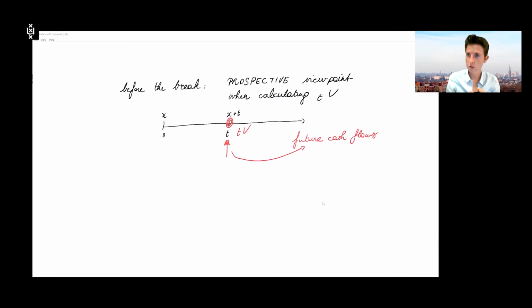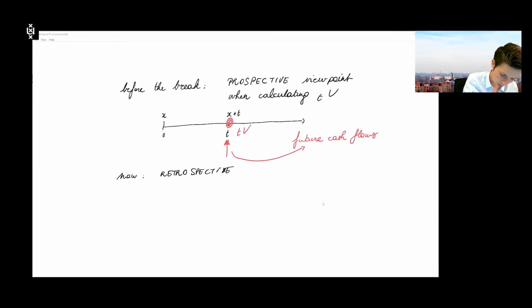What I'm now going to show you is a retrospective point of view in order to calculate the policy value. And we will see that both viewpoints lead us to the exact same policy values, so to the exact same provisions. But of course, the way we approach this valuation exercise is different. So right now, we're going to take a retrospective viewpoint.